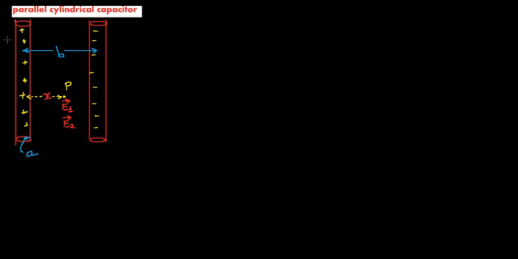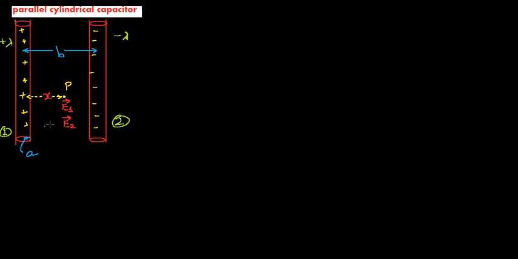So here we have a lambda, the charge per unit length. Here there is a plus lambda, and this one is minus lambda, the charge per unit length for the negative cylinder. The radius of the cross-section is A, and the distance between these two parallel wires is B. Now we need to find the electric field at any point P, x distance from cylinder 1. This is cylinder 1, and this one is cylinder 2.